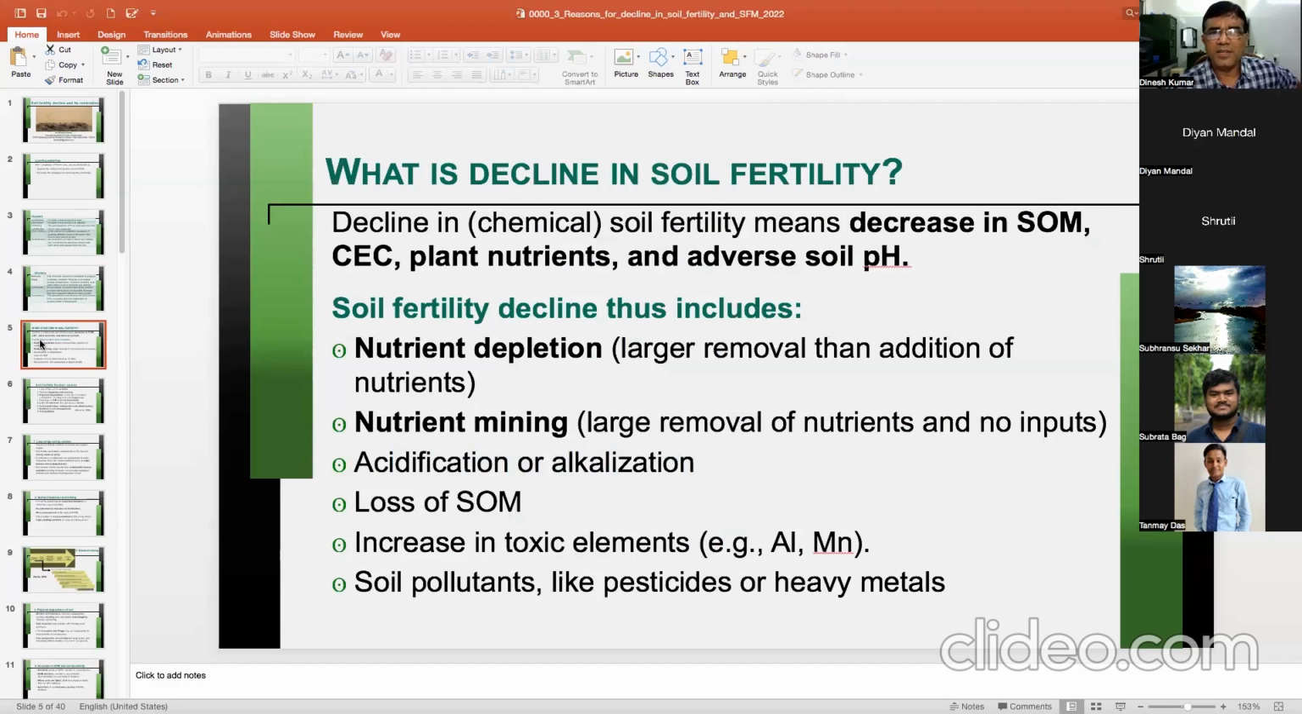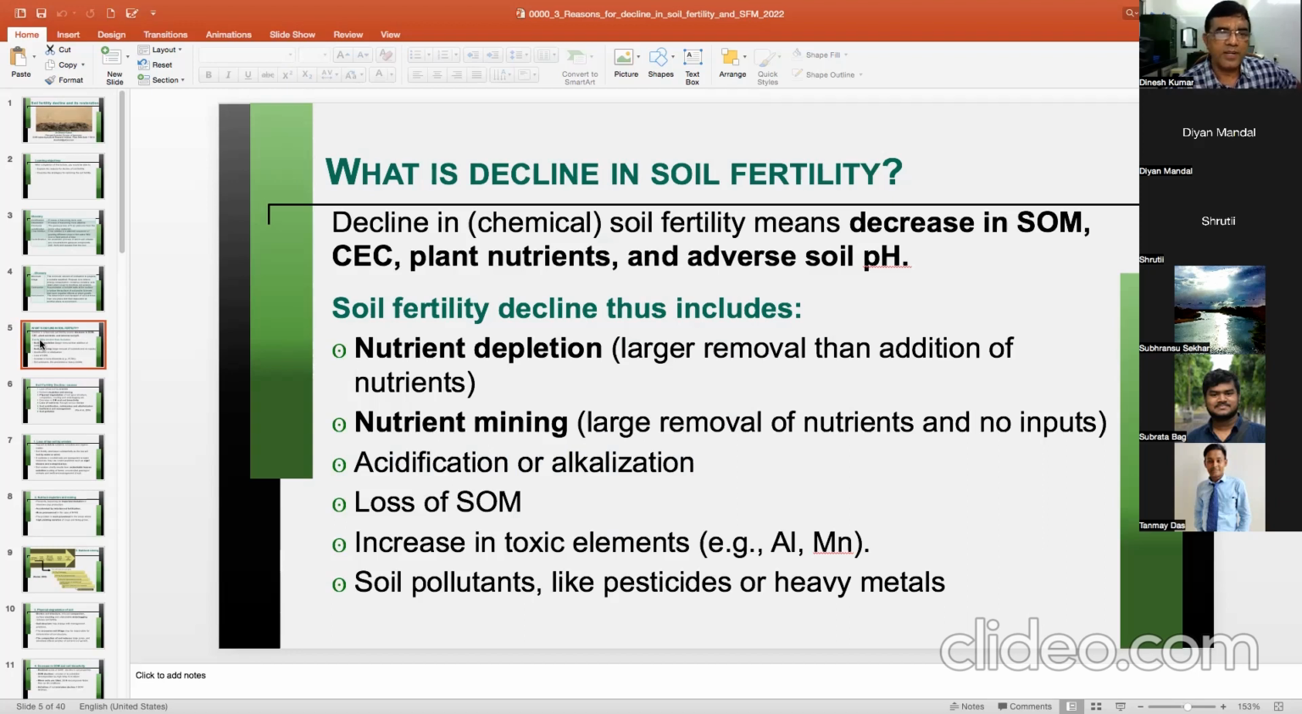Now, what is decline in soil fertility, or decrease or reduction in soil fertility? You can use several terms, or you can say the fertility gets deteriorated. So deterioration, reduction, decline, these words can be used for soil fertility decline. Normally people use decline. Decline in chemical soil fertility means decrease in soil organic matter, decrease in cation exchange capacity or plant nutrients, or changes in adverse soil pH. So this is your decline in chemical soil fertility.